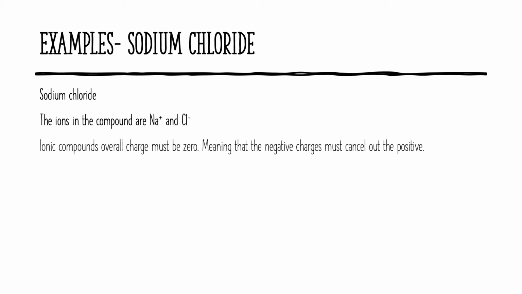With an ionic compound, the overall charge must be 0, meaning that the negative charges must cancel out the positive. In sodium chloride, sodium has 1 positive charge and the chlorine has 1 negative charge, therefore they cancel each other out, needing 1 of each. So the chemical formula is NaCl.